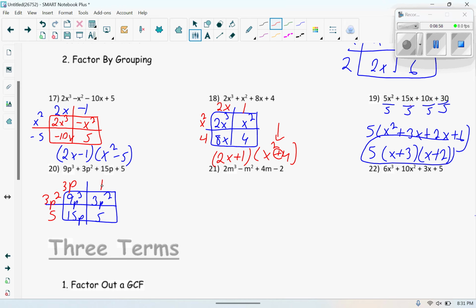Okay, let's make sure. That's why just double checking to make sure everything works is the best way to go. Don't get lazy about that. So I have 3p plus 1 and then 3p squared plus 5. Okay, we're going to keep it going.